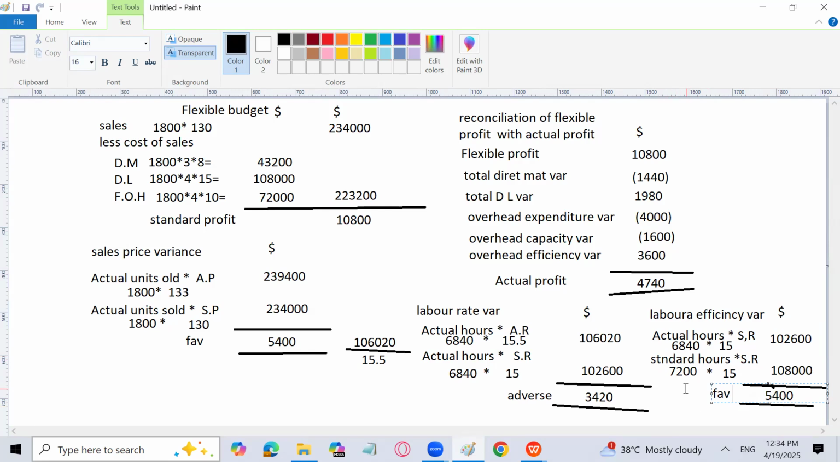It means that our labor is skilled, and that is why skilled labor is more expensive. They are taking fewer hours. Actual hours are less than standard. We should have taken 7200 hours to produce 1800 units, but they are taking 6840 hours only, because the labor is skilled. And why is it skilled? Because they are expensive. We are paying more to them. And that is why they are efficient, and their labor efficiency variance is favorable, 5400. And our labor rate variance is adverse, 3420. And overall, we have 1980.